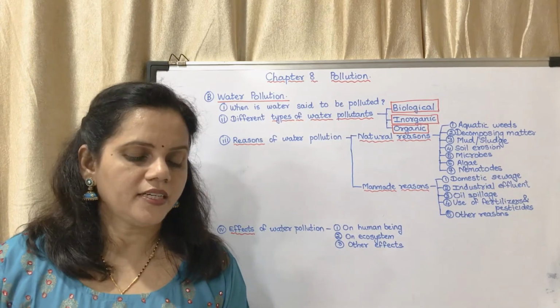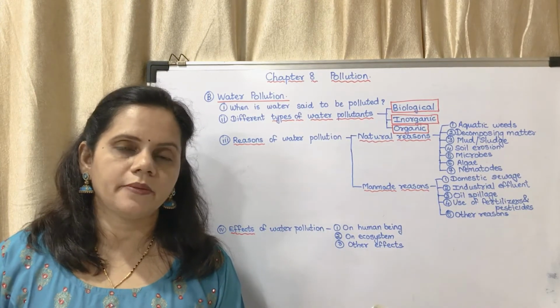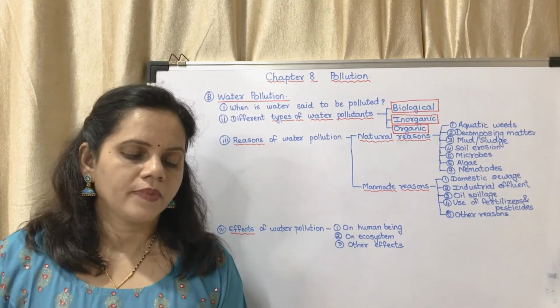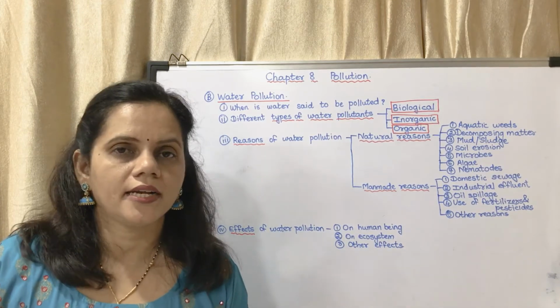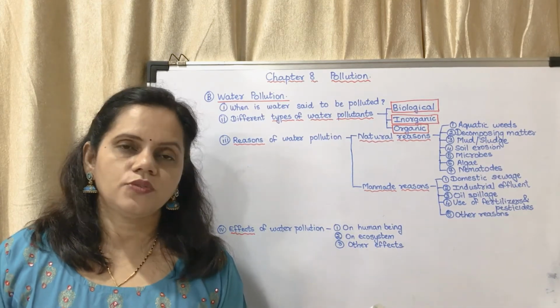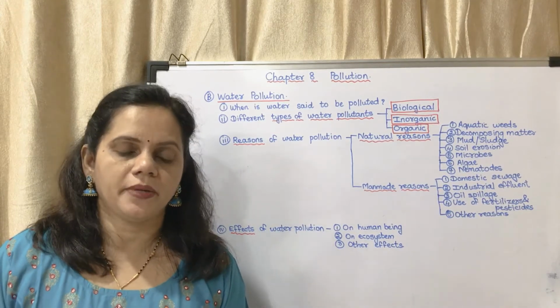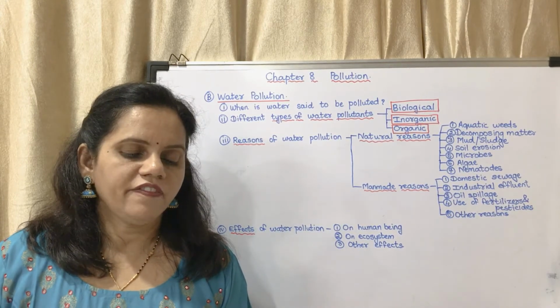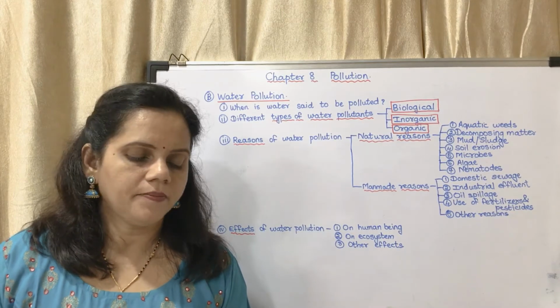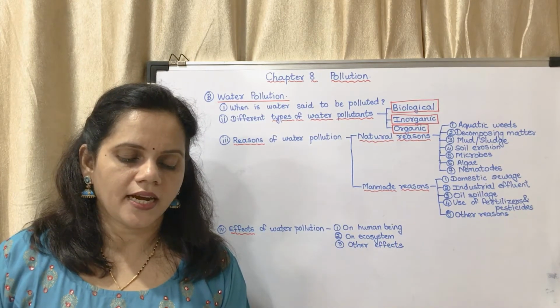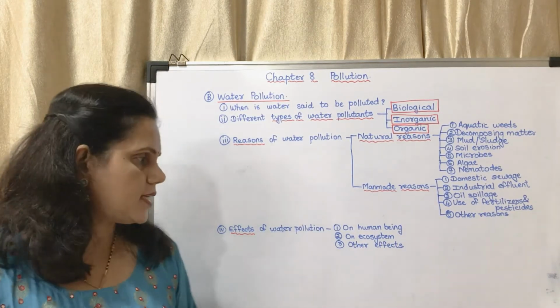Next is other effects. Changes in physical and chemical properties of water, changes in natural color and taste of water, useful aquatic fauna is destroyed, fauna is animal life, soil fertility is affected, toxic materials are added to crops. So these are the effects.